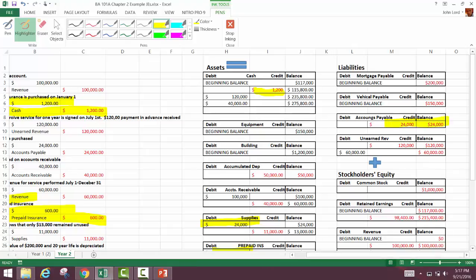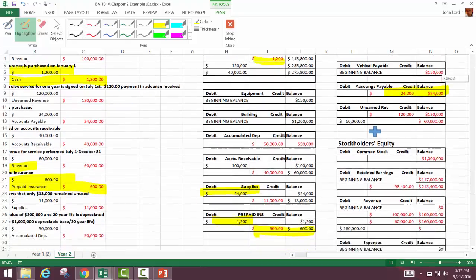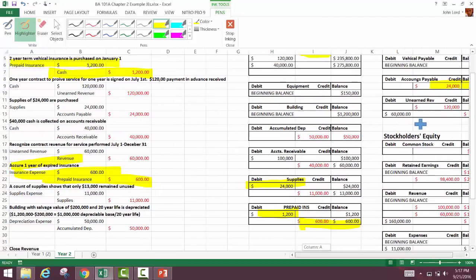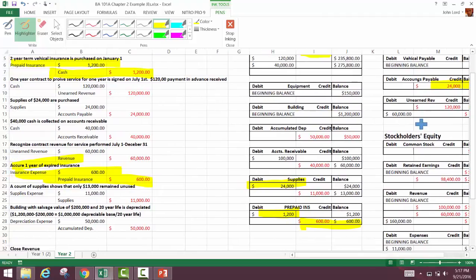Now in this example, we set up an asset. If this thing was expiring immediately, we would simply have to debit expense. But remember, we said that at the end of the year, we counted up our supplies and we had only 13,000 left. So if I have 24,000 of supplies and I count and I only have 13,000 left, I must have used what?